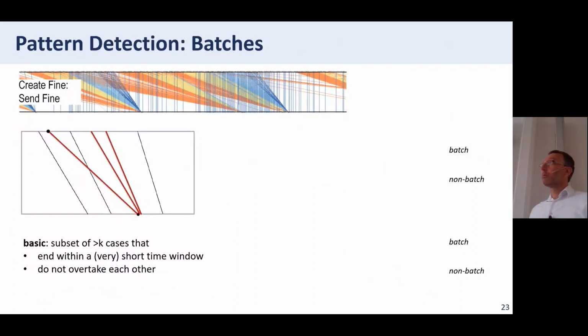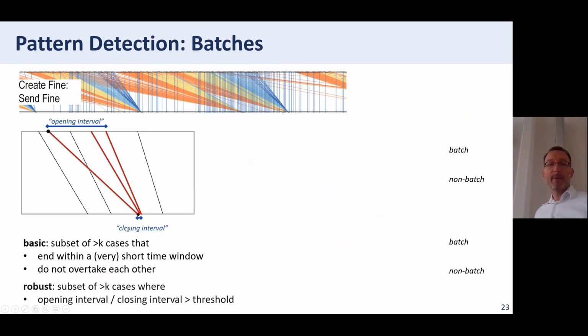Then, of course, you maybe want to do machine learning on it, right? So here, I want to show you a few things. Well, I've shown you pictures, but let's do something with it as well, with algorithms. So one of the things we've noticed first were batches. So we can detect batches. The basic idea is that you're looking for a subset of the cases, with a minimum number to be meaningful, that end in a very short time window. And, well, one of the definitions is they don't overtake each other, right? So FIFO, and then they end here in the small spot.